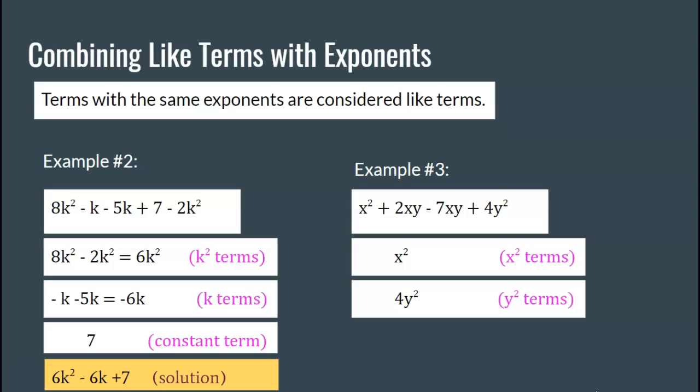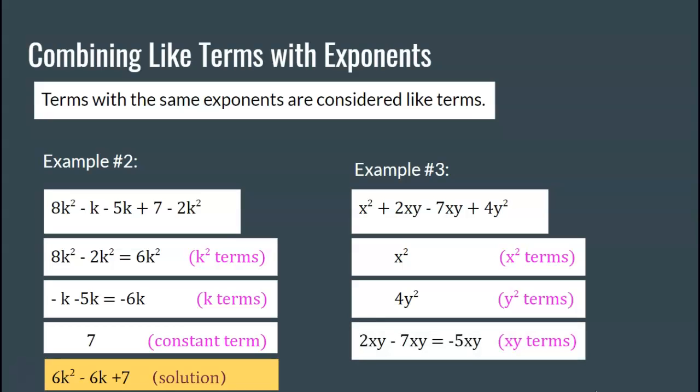4y squared is our only y squared term. And we have 2xy minus 7xy equals negative 5xy. So we'll put those three types of variable terms together. x squared plus 4y squared minus 5xy is our simplified solution.